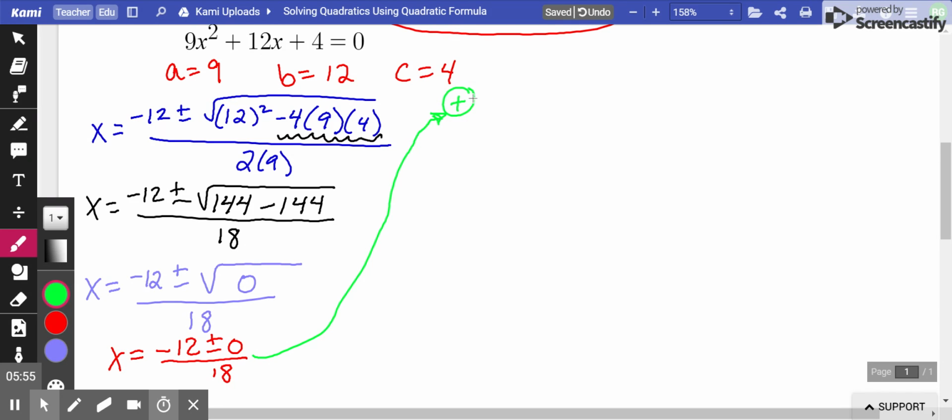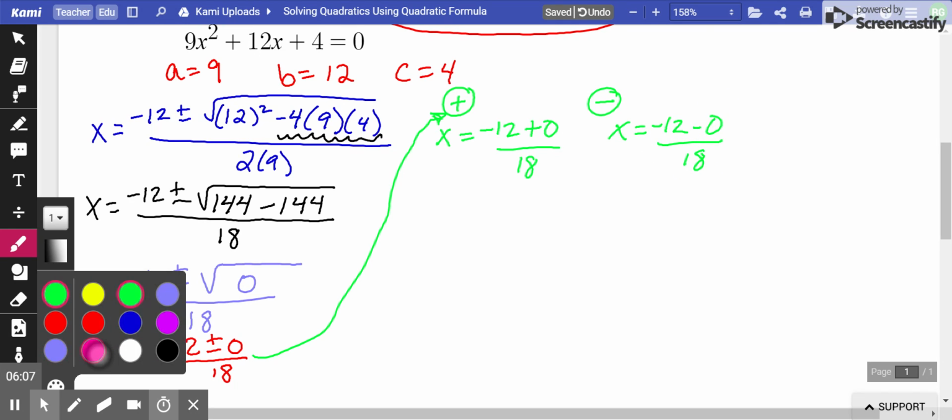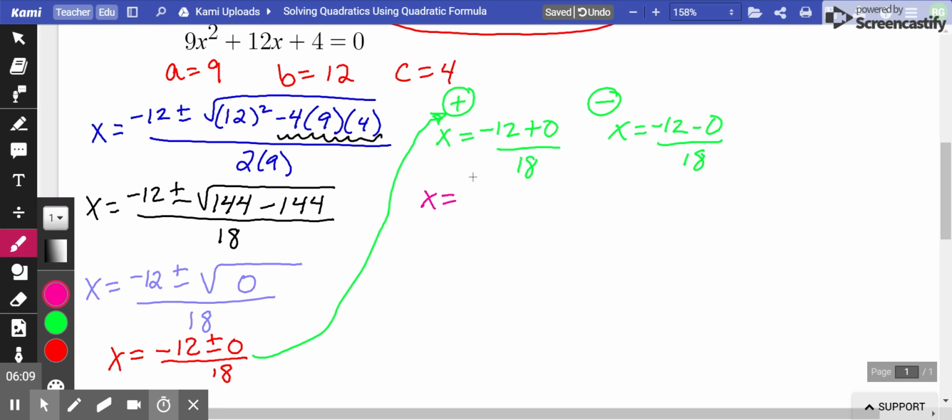Set up your two cases. The positive case, you get negative 12 plus 0 over 18. Negative case, you get x equals negative 12 minus 0 over 18. Solving the positive case, negative 12 plus 0 is negative 12 over 18. Negative 12 over 18 does not divide evenly, but it does reduce. You divide each of those by 6. 12 divided by 6 is 2. 18 divided by 6 is 3. So we end up with x equals negative 2/3.